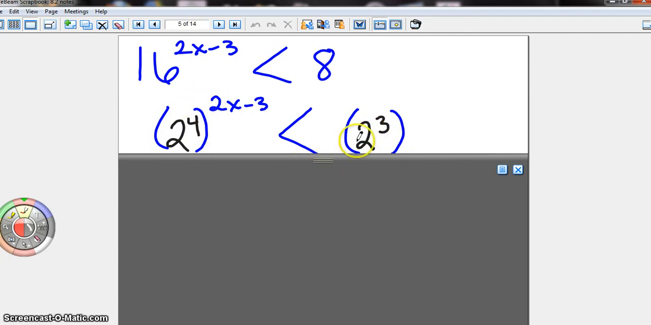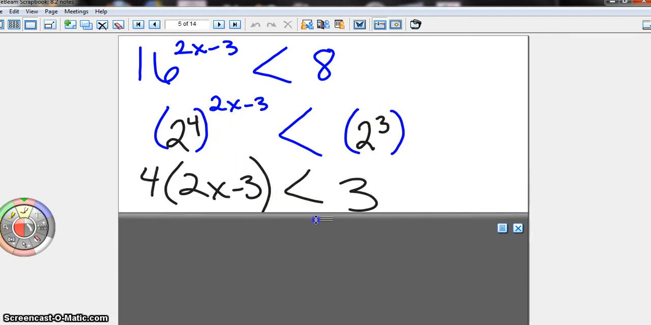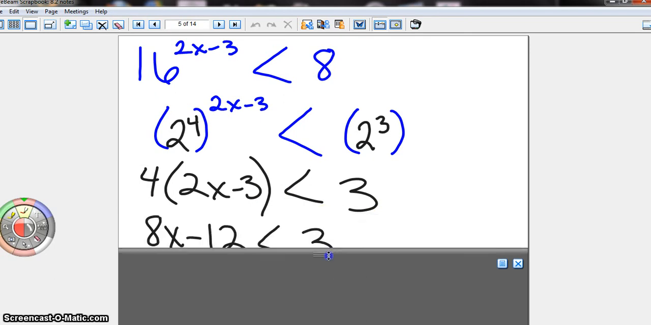And of course, this goes no lower. I've got 2 to the third, and then I need to multiply these two exponents. I can drop those bases out, and what I have here is I have to multiply 4 times that 2x minus 3. I have this exponent of 3. Bases I've dropped out. And then I go about solving this inequality.